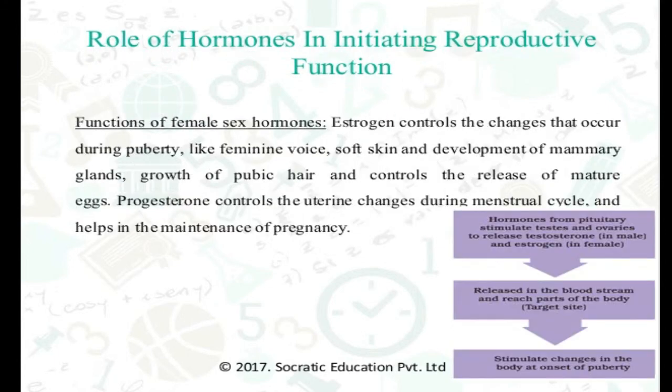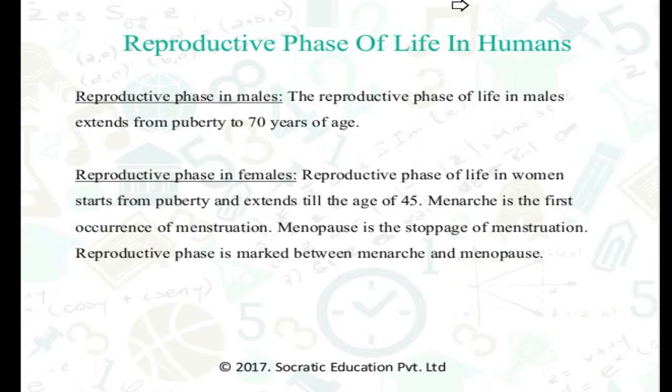Now what are the functions of the female sex hormones? Estrogen controls the changes that occur during puberty, whereas progesterone controls the uterine changes during the menstrual cycle and helps in the maintenance of pregnancy. Now, what is the reproductive phase of life in humans? In males, it extends from puberty to 70 years of age, whereas in females, it extends from puberty till the age of 45 or 50.